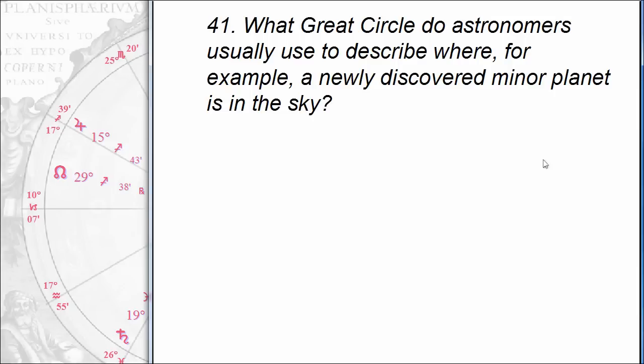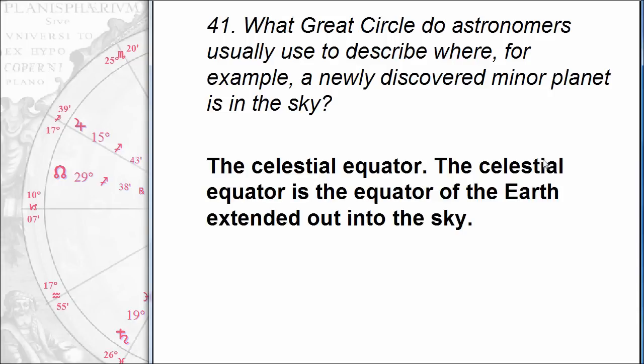What great circle do astronomers usually use to describe where, for example, a newly discovered minor planet is in the sky? So when astronomers discover a new minor planet or an asteroid or a comet, or they're just talking about it in general, they announce that it is in a certain place in the sky. How do they usually describe where it is? Not always, but very typically, they're going to describe it in relationship to the celestial equator.